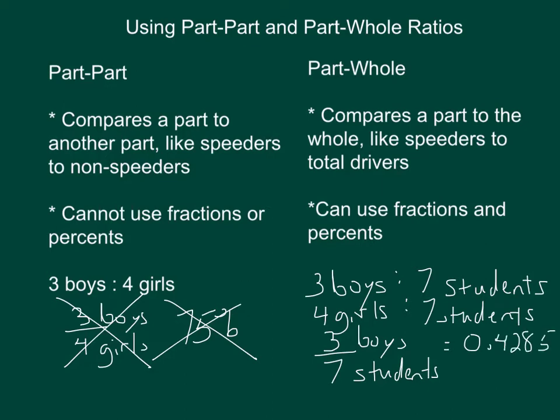0.4285 and a whole bunch of other numbers. I don't need all of those. I only need the first 2. So I draw my line after the first 2. I see that this 8 here is going to bump the 2 up, so I'm going to do 43%.